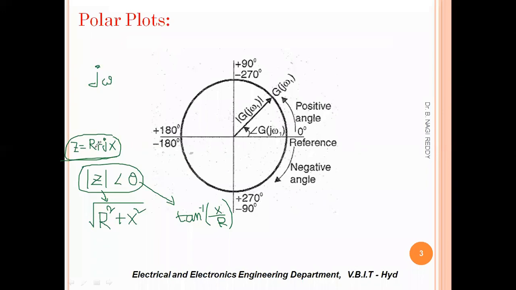And we can calculate the phase margin, gain margin, and stability of the system with this polar graph also. So the process is more or less similar to the Bode plot. So we will see that also in the next class.